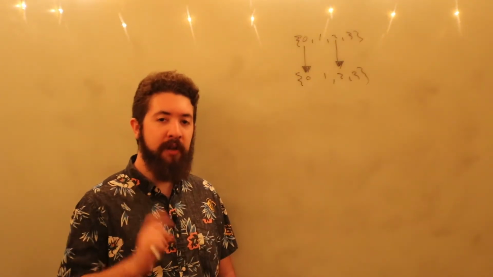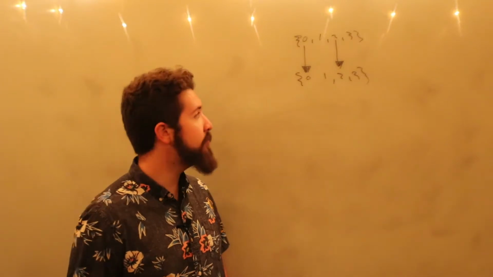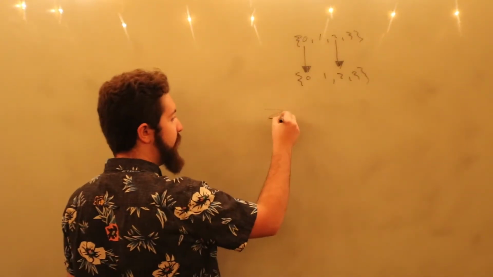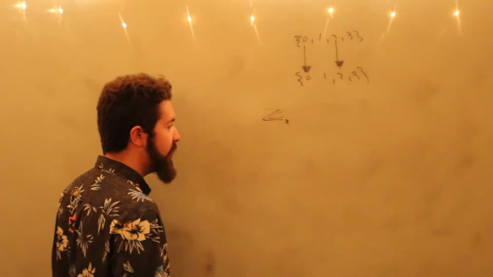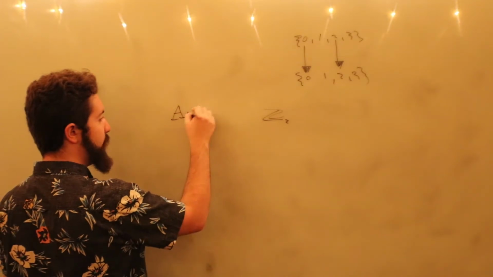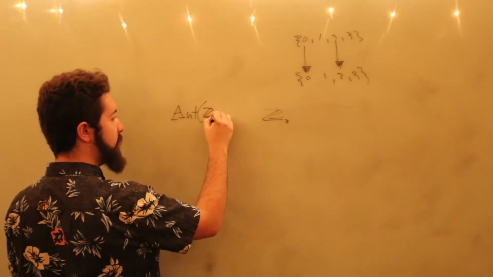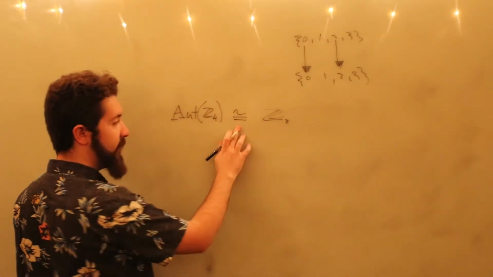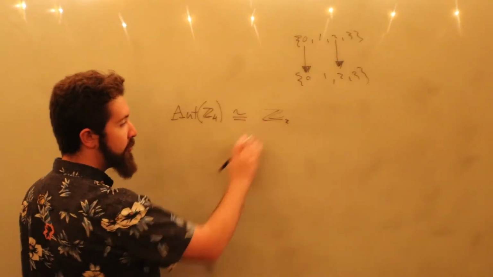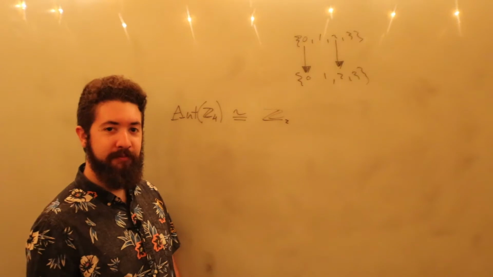And there is only one group up to isomorphism which has exactly 2 elements. That's going to be Z2. So we can say confidently that the automorphism group of Z4 is isomorphic, I'm using this symbol to mean isomorphic, that's common, to the group Z2.